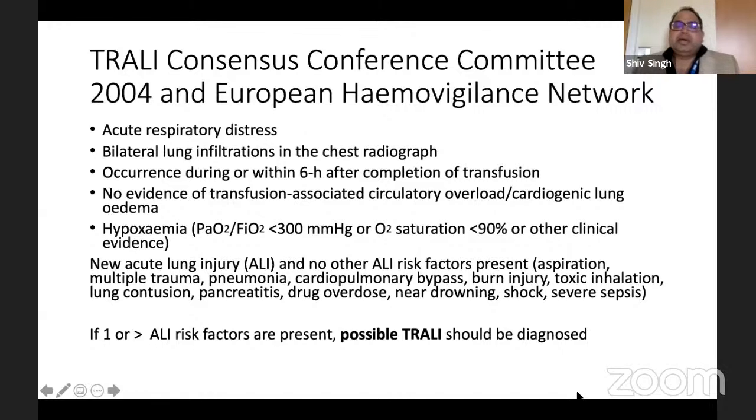Now, if one or more acute lung injury risk factors are present, as outlined before, then it is termed possible TRALI. So it's not TRALI, but it is possible TRALI. This is from 2004 till 2019, so this is the old definition.